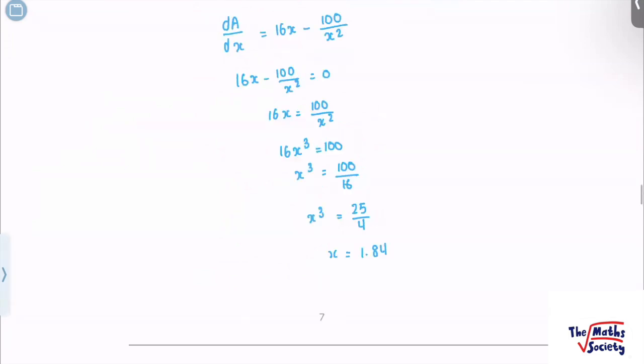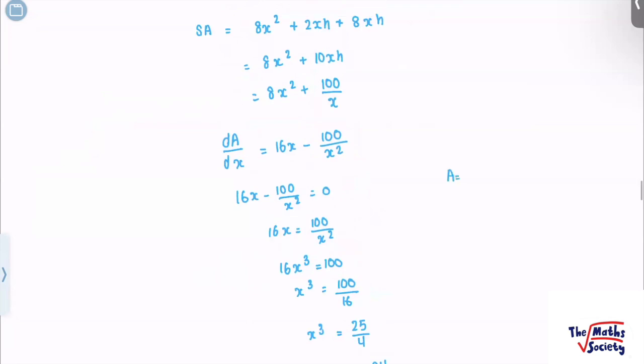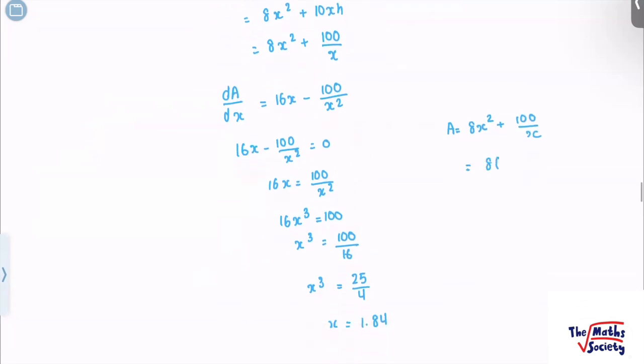And we want the area, which is A equals 8x squared plus 100 over x. You just substitute the x in there, which is 8 times 1.84 squared plus 100 over 1.84, which gives you 81.4 cm squared, and that is your surface area.